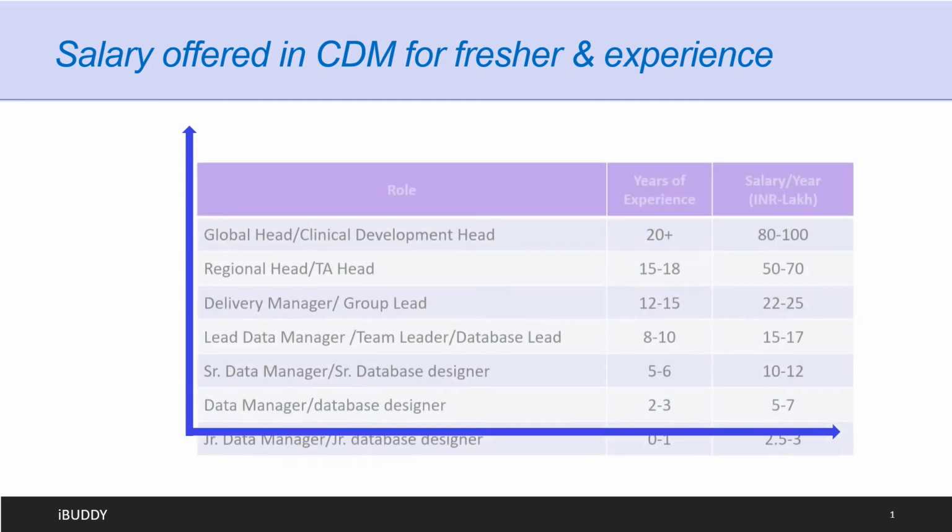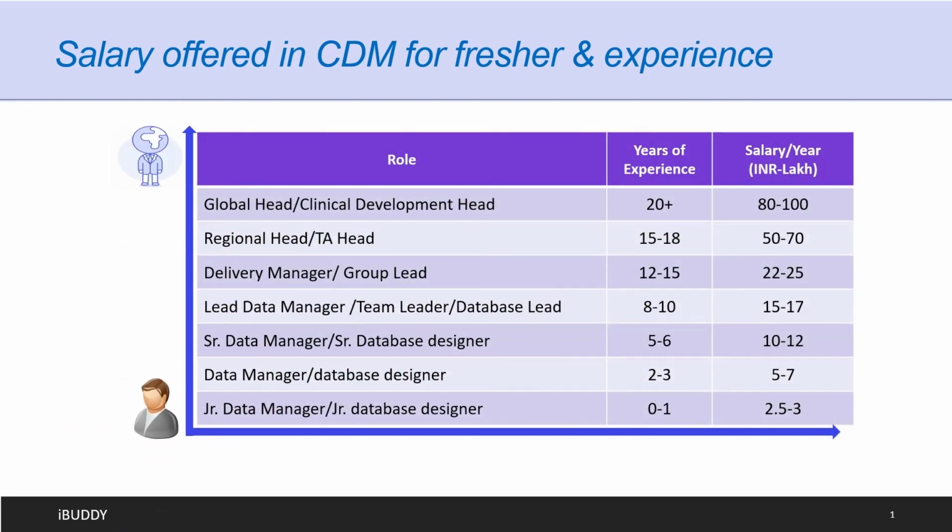Now you may be more interested to know what the salary would be. You can start as a Junior Data Manager with 2.5 to 3 lakh per year, and as you develop your skills and experience, the sky is the limit for you.